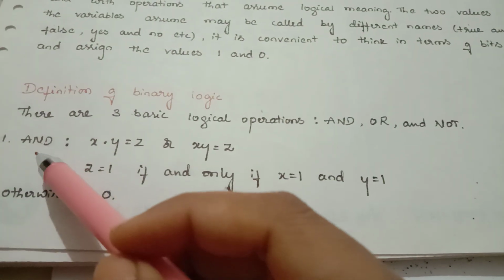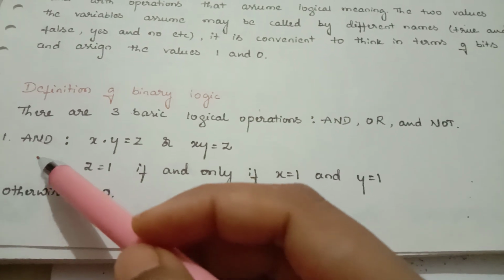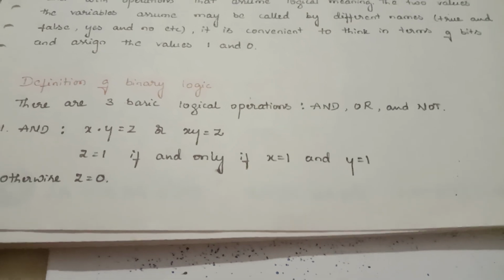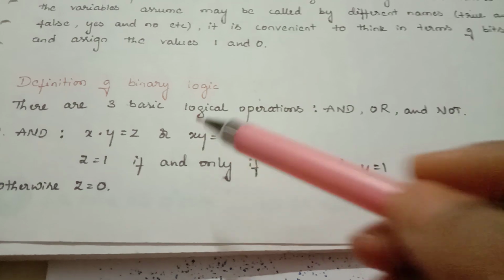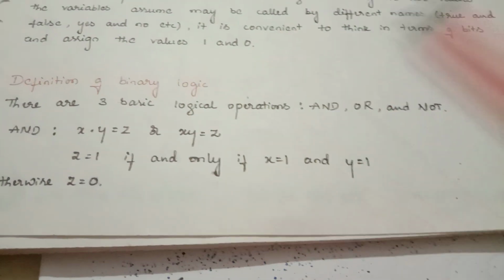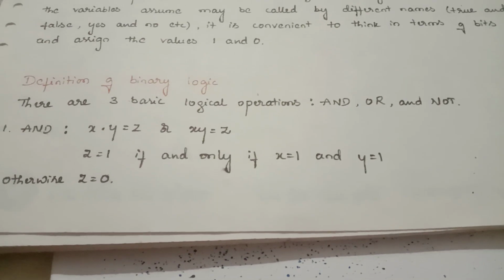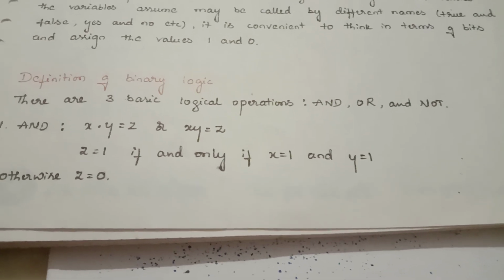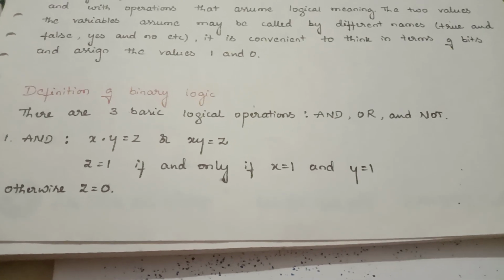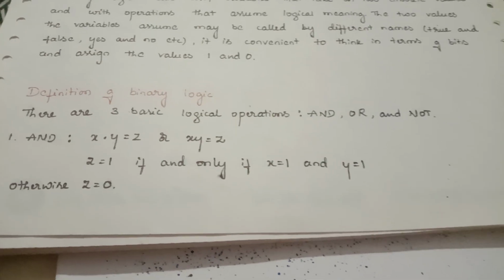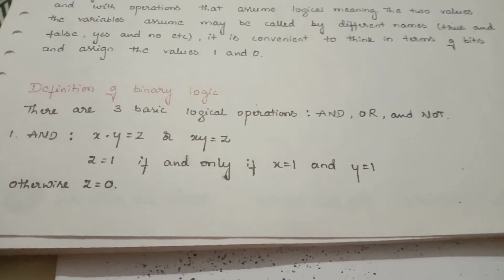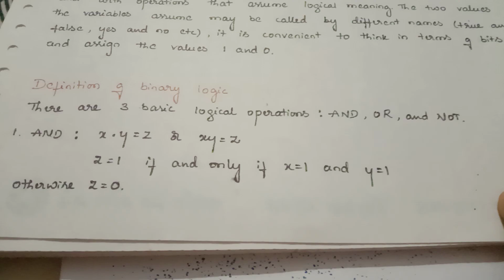The first logical operation we are going to study is AND. This operation is represented by a dot, or by the absence of any operator, so that we can just write the variables continuously without any operator. For example, x dot y equals z, or xy equals z, which is read as x and y equals z. The logical operation AND is interpreted to mean that z equals 1 if and only if x equals 1 and y equals 1. Otherwise it is 0. That means if x equals 0, or y equals 0, or both x and y equal 0, the value of z will be 0.